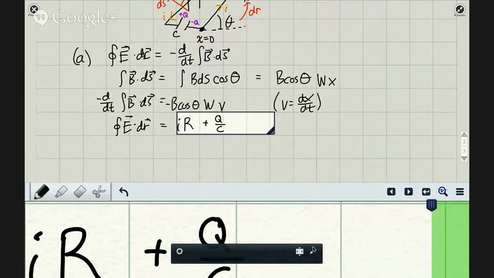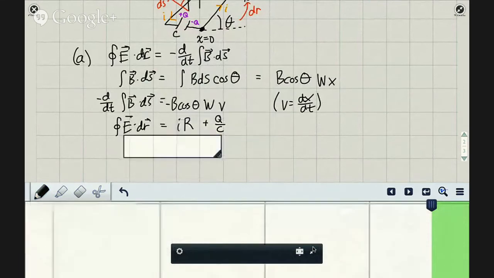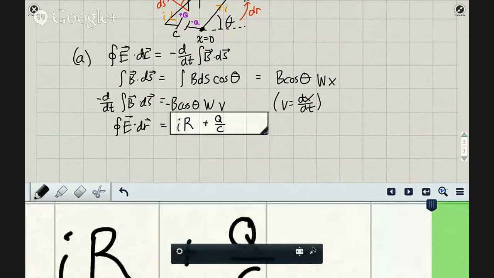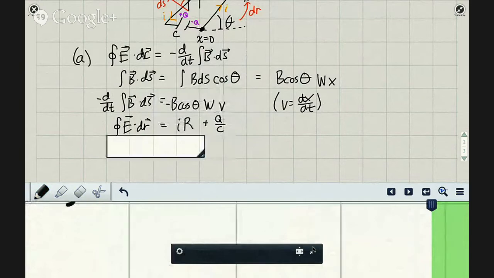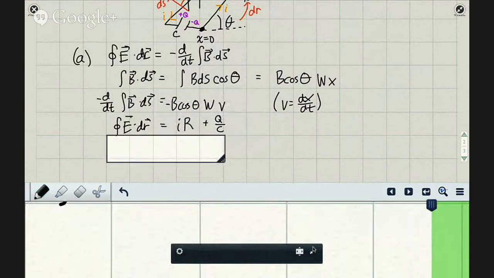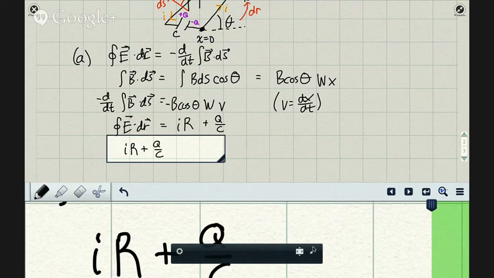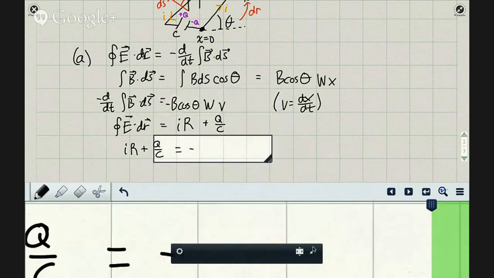Questions, please let me know if there are any. All right, and so let's go ahead and set this equal to this here. I'm finding an equation that can be solved for the charge on the capacitor plates as a function of velocity. So what we end up with is IR plus Q over C, and this is equal to negative B cosine theta wv, because that's what Faraday's law says.